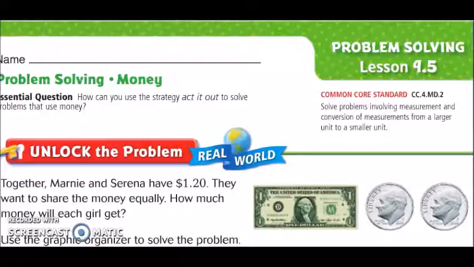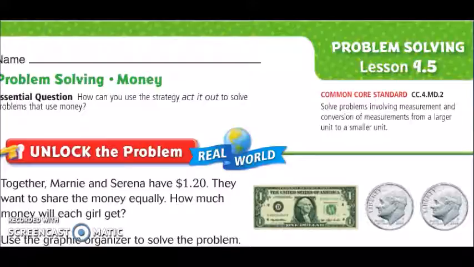So let's look at our problem of the day. Together, Marnie and Serena have $1.20. They want to share the money equally. How much money will each girl get? Well, first of all, we know that they have $1.20.